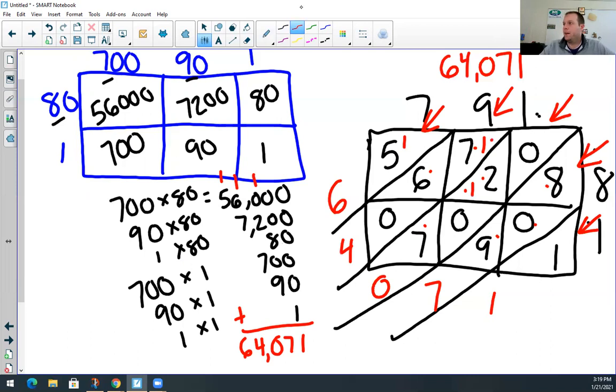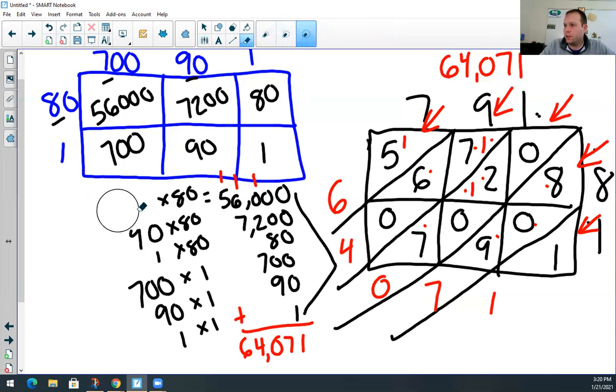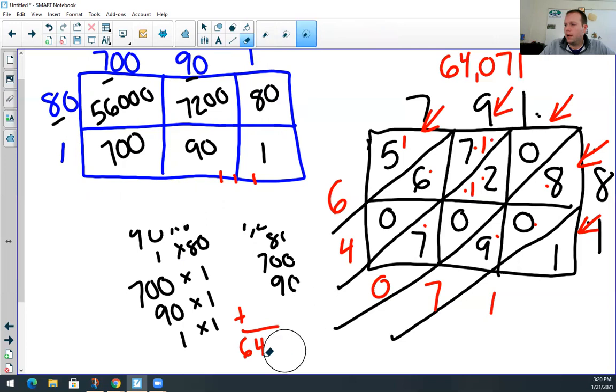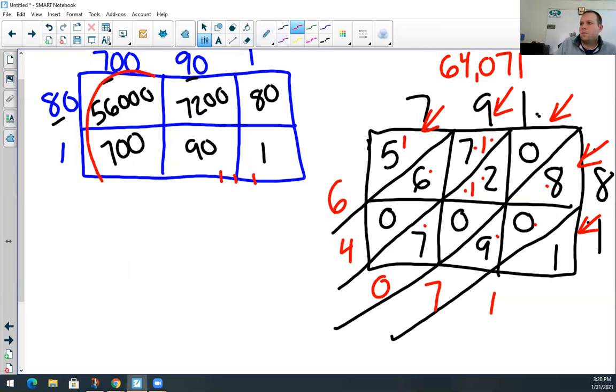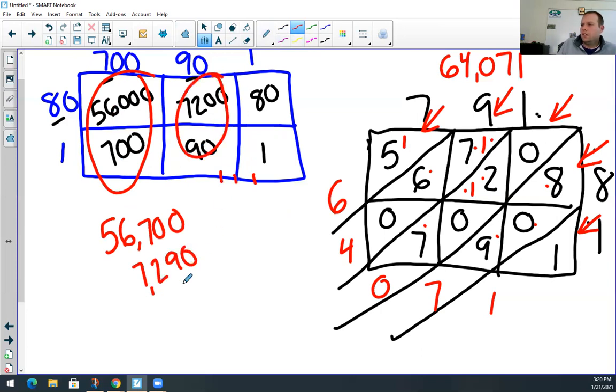It's taking a lot. If this strategy right here, having all those numbers, is too much for you when you're lining it up for area model or even partial products, I would recommend trying to add perhaps the columns first. So this would be 56,700, and this would be 7,290, this one right here, and then this would be 81. So it's a little bit less to look at and worry about.